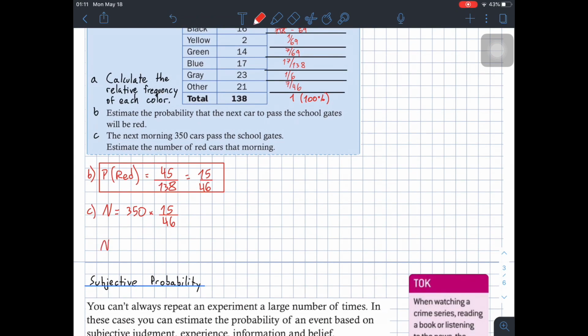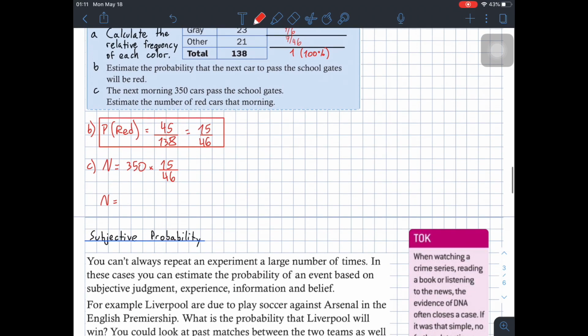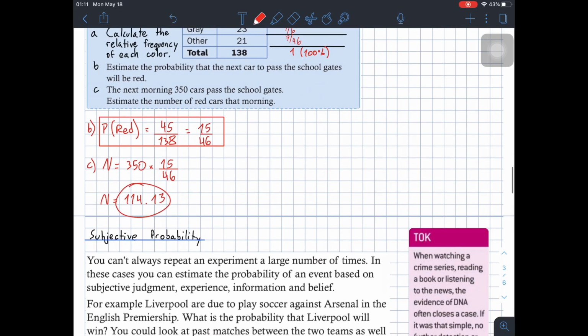And if we multiply this, we can use a calculator. 350 times 15 over 46, and this gives us, it actually is a decimal number, 114.13. But since we're talking about number of cars, we can round this to the nearest integer, which is 114. So I'm going to write it as N equals 114 cars are expected to be red.